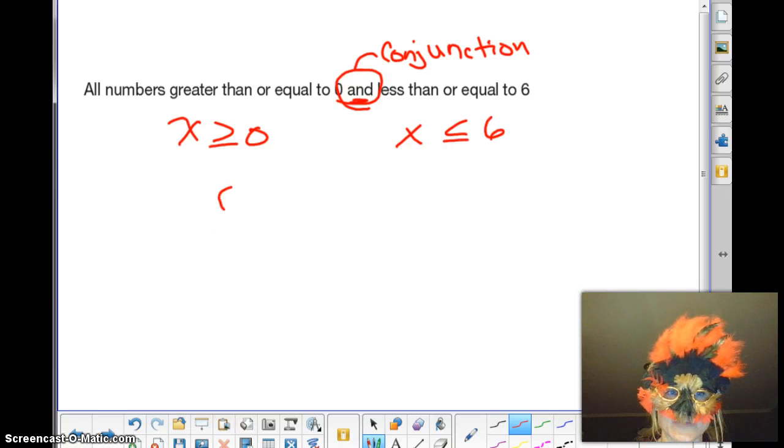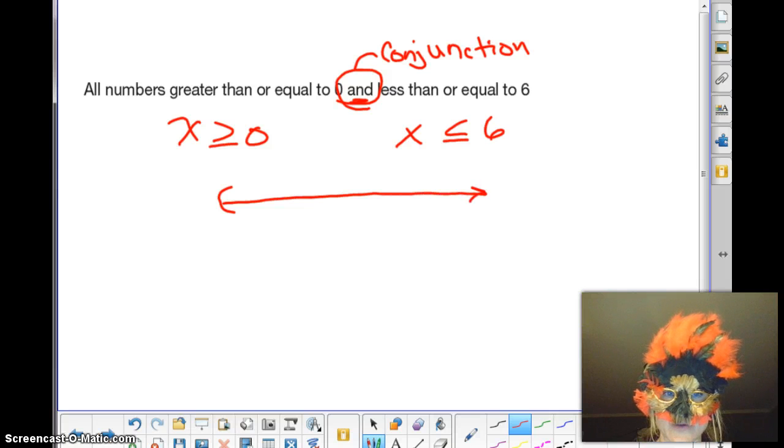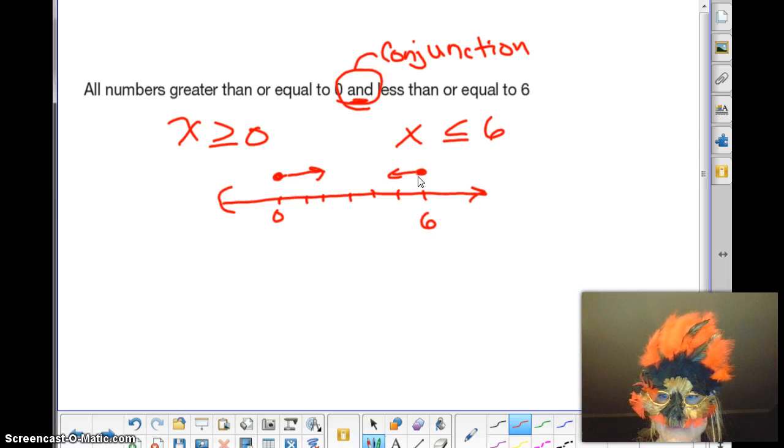I find that it helps me to draw a number line on each one of these. It's not required, but you can. So we have 0, 1, 2, 3, 4, 5, 6. And so I know x is going to be greater or equal to 0, so it's a solid dash, and that's heading this way. And then less than or equal to 6, so that includes 6 in this way. So I'm talking about all these numbers in between. So solutions to this conjunction are 0, 1, 2, 3, 4, 5, and 6, and you can even go in between, 0.5, 1.5, 2.5, and so on.